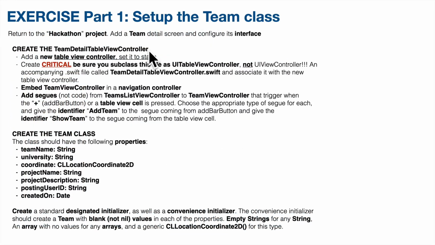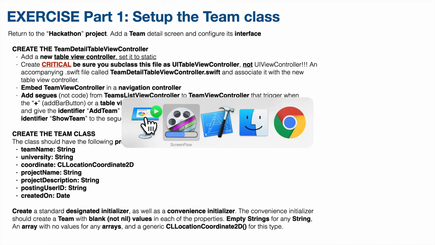So next up, we're going to add a table view controller. Make sure that you subclass it as a UITableViewController. We'll call it the team detail view controller. This will be a table view controller with static cells. So create a Swift file for that and then associate it with that new table view controller and create two segues, one for add team and show team, and use the appropriate type of segue.